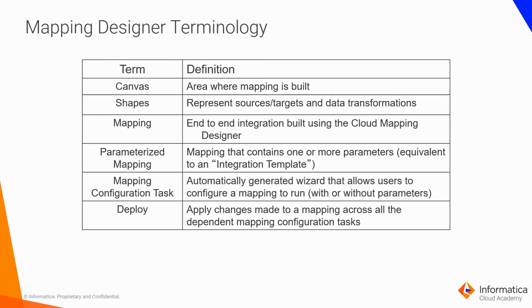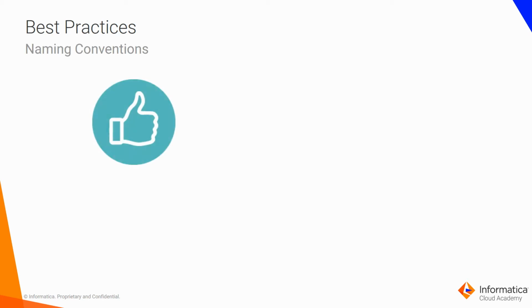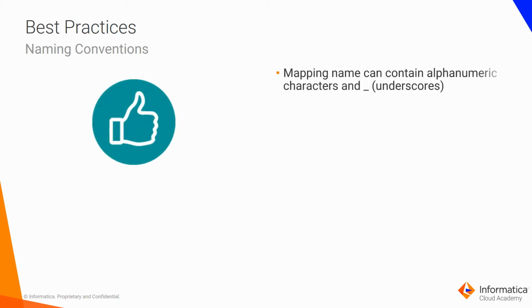Now there are some best practices we recommend for naming conventions. When you define a mapping name, you can use alphanumeric characters and underscores. A mapping name cannot contain spaces. You may want to consider using consistent naming conventions when you start using the Mapping Designer. These naming conventions can be applied to transformation names as well as field names.